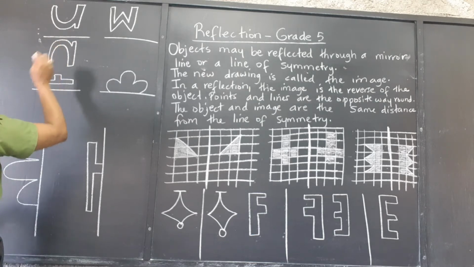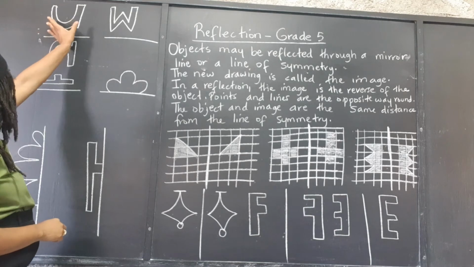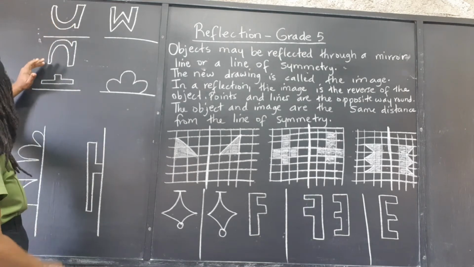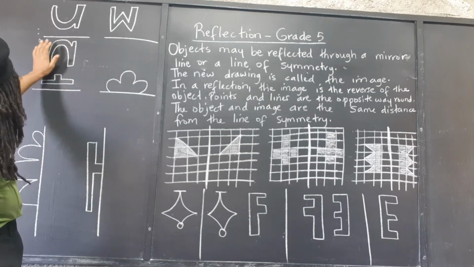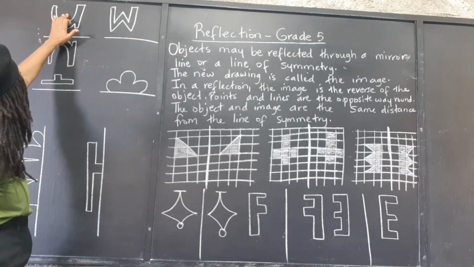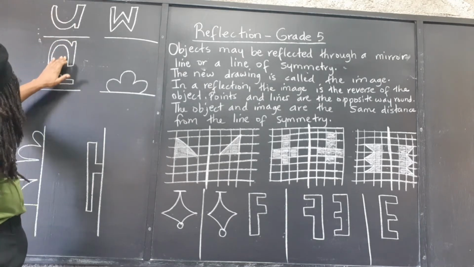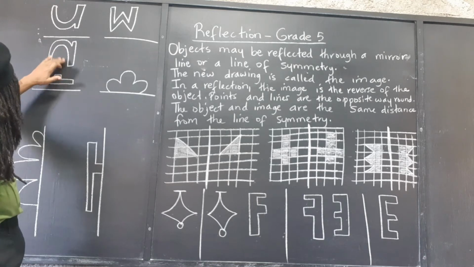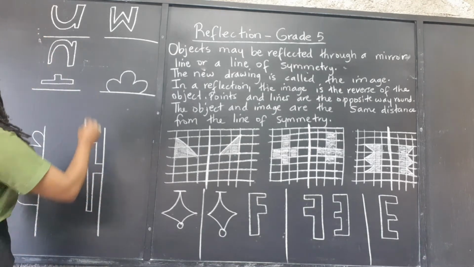So you notice in the object, it's turned like a regular U. In the image, it's turned upside down. This is an upside down U. The open end, the curve open here is to the top, and the open curve here turns to the bottom. For the W, same thing.